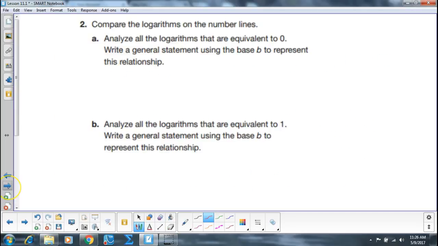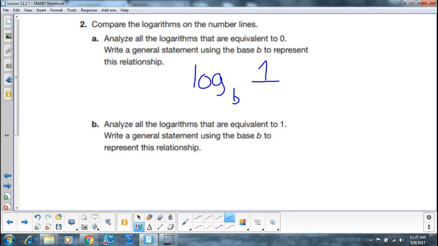Okay? Looking at that chart, what can you tell me about all 4 of them that are equivalent to 0? What do you mean they're all 1? The argument is 1. So they are all of the form log base b of 1. Okay. What can you tell me about all of the 4 that are equivalent to 1? They're all equal to b. What do you mean they're all equal to b? Because they're all equal to 1. They're the same number as the base.